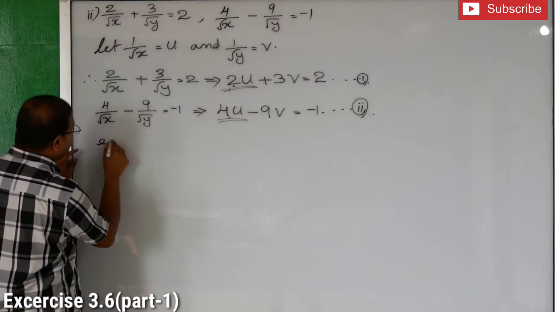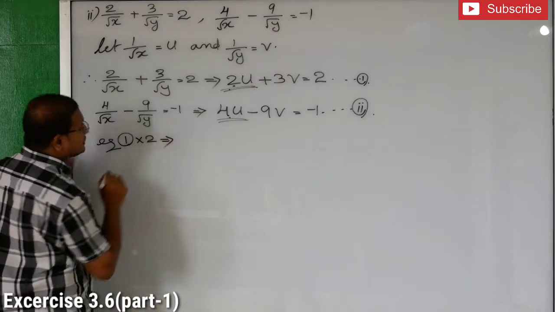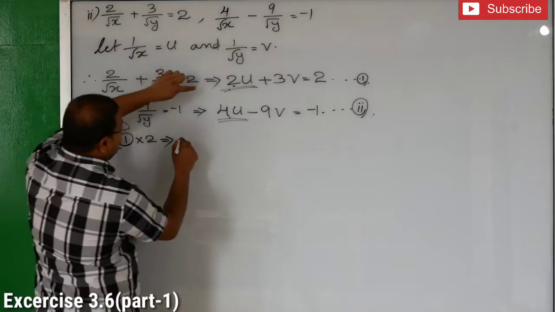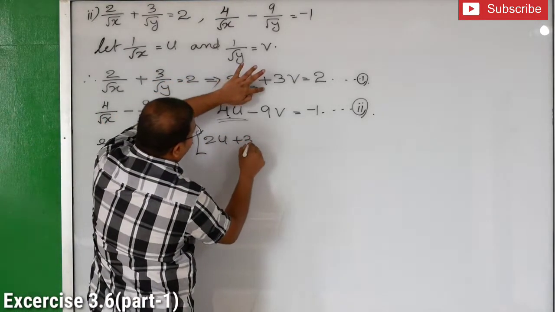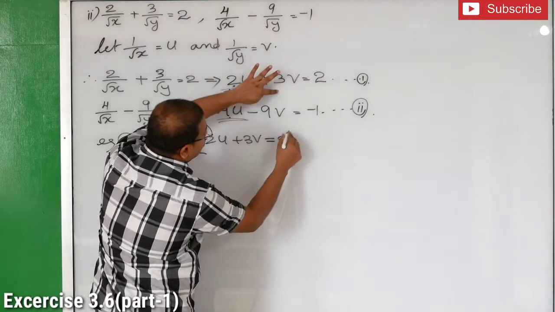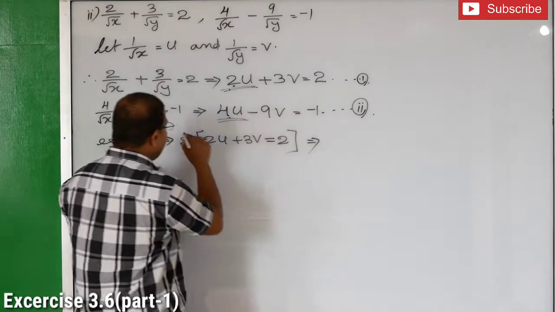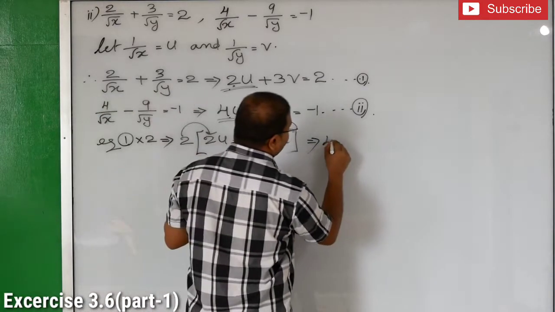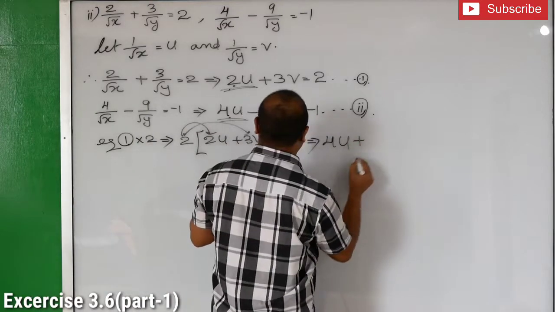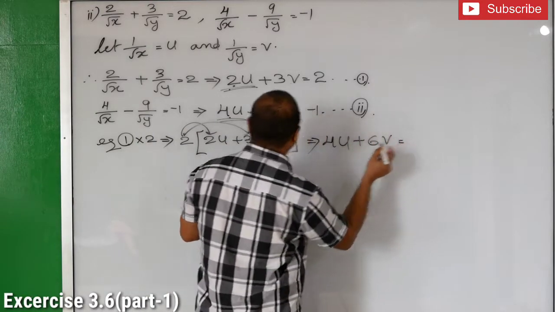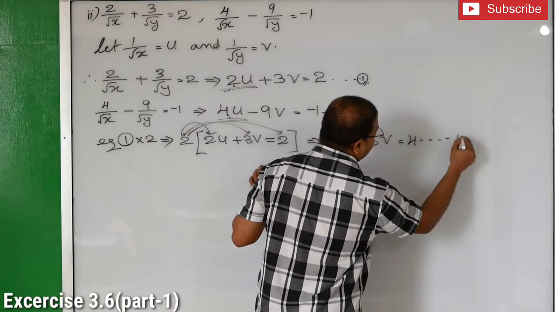That means equation 1 into 2 implies. That means what will happen? 2 into 2u plus 3v equals 2. That is the first equation. Implies 2 into 2u, that is 4u. After that 2 into 3, 2 threes are 6v equals, now 2 into 2, 4. This is the third equation.